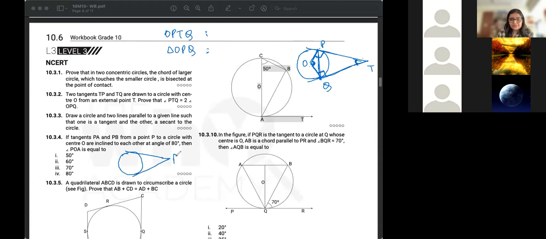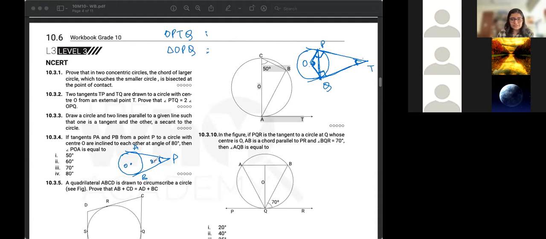Tangents PA and PB, center O. Tangents are inclined at an angle of 80 degrees. So what angle is 80 degrees? Ma'am, APB should be 80. Ma'am, APB will be 80.